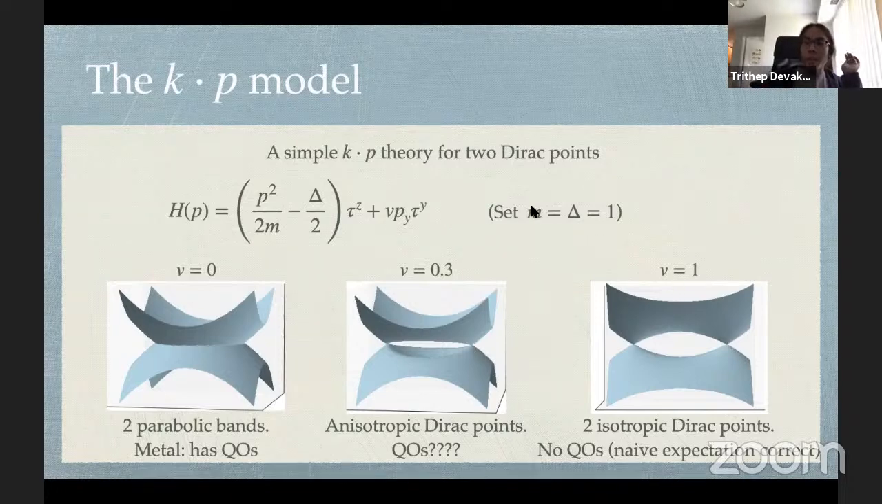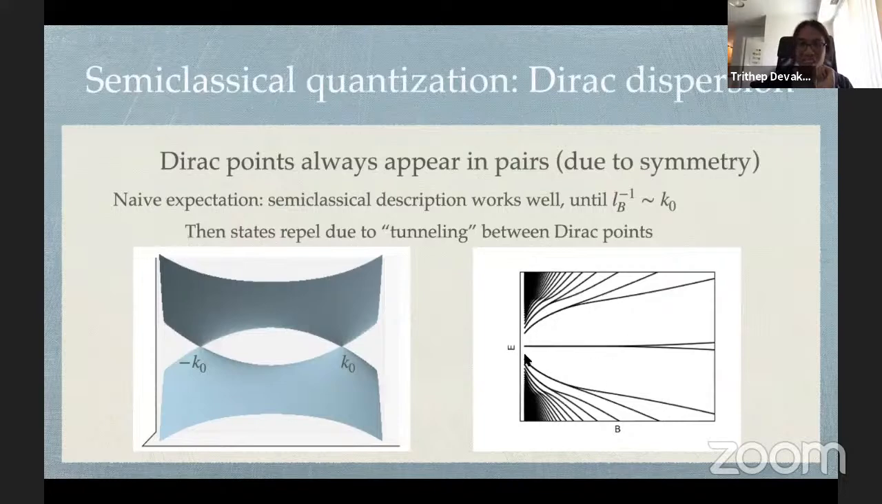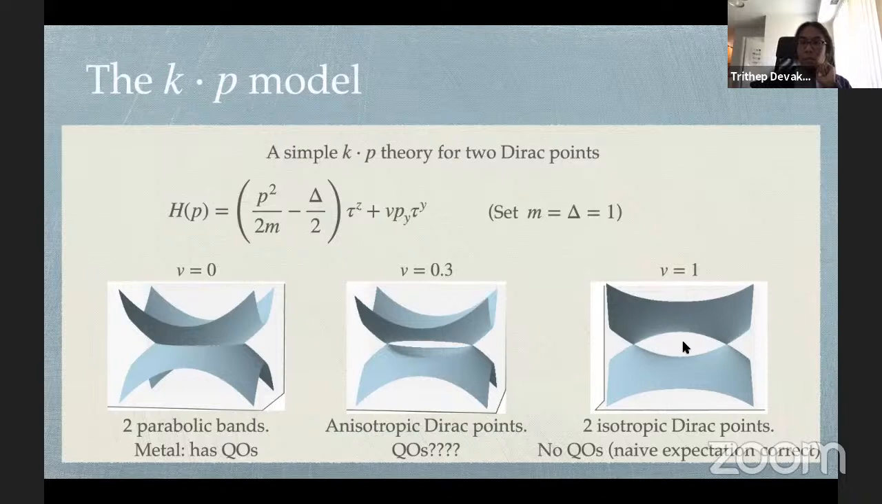And for the remainder of this paper, I'm just going to set m equals delta equals 1. So we really only have one parameter here, which is v. And when you turn v equals 1, you end up with this limit where you have two isotropic Dirac points. And I'm going to spoil something for you, which is the spectrum that I computed for this dispersion is exactly this v equals 1 limit of this model. And we don't have quantum oscillations in this limit.